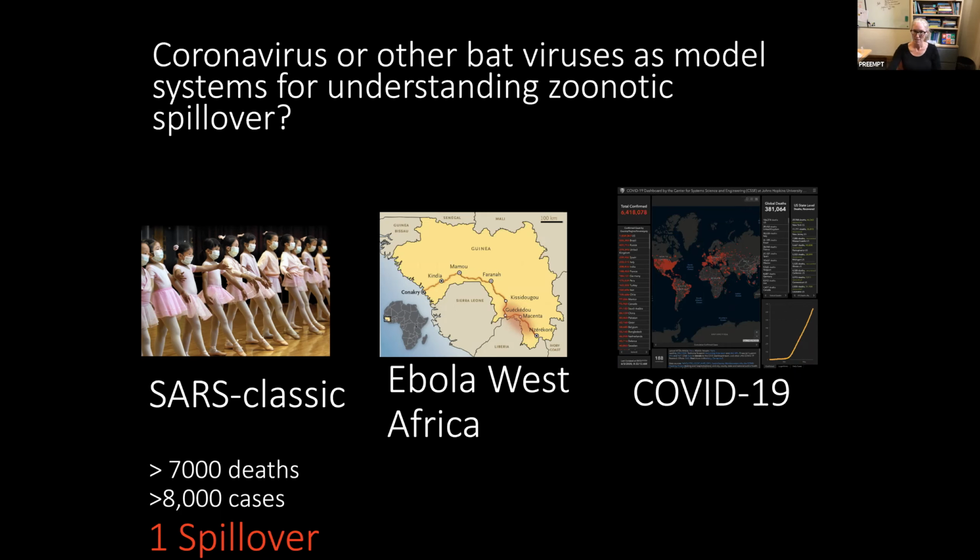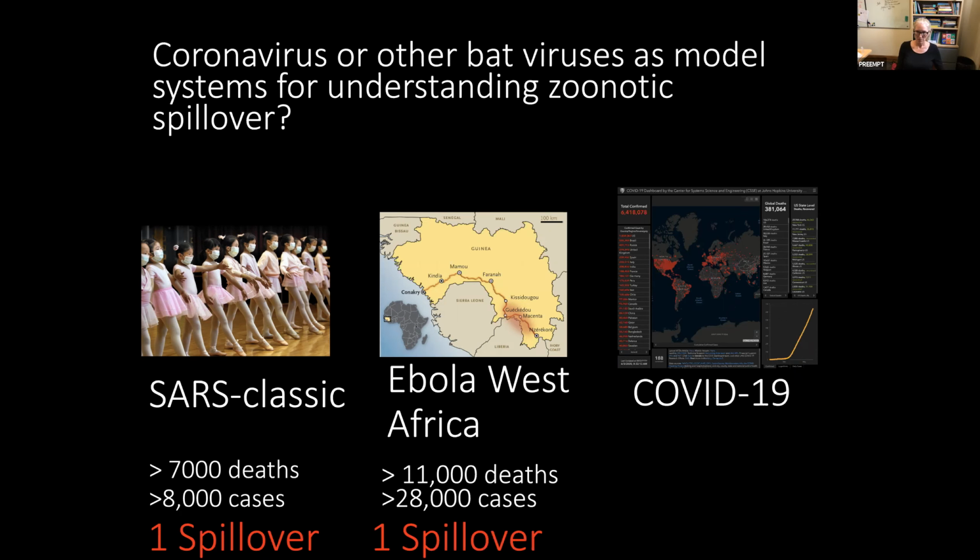2014, started December 2013 in Southeast Guinea, spilled over to a 2-year-old boy who, as best we know, the best story we know is that he was playing in a hollow tree, and bats roosted in that tree. He may have been patient 0, the index case of Ebola, and then that spread across West Africa throughout 2014. So Ebola, over 11,000 deaths, over 28,000 cases, a single spillover event.